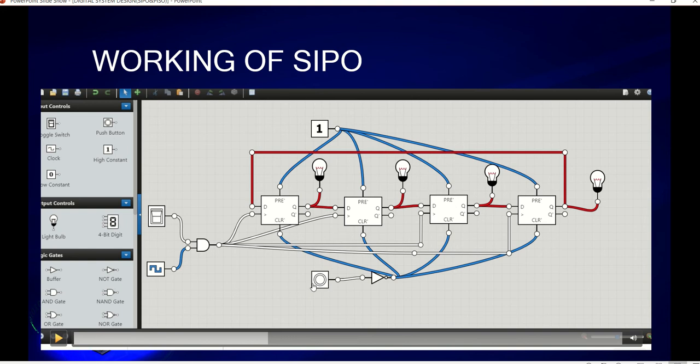And now we'll be requiring a push button which is connected to a NOT gate, and this NOT gate is connected to the clear pin of each and every D flip-flop. We'll be requiring 4 light bulbs which are connected to the Q port of each and every D flip-flop, and the D flip-flops are interconnected. We can see it here. And now the first D flip-flop is connected to the Q port of the last D flip-flop, and high constant 1 is connected to the preset state of each and every D flip-flop.